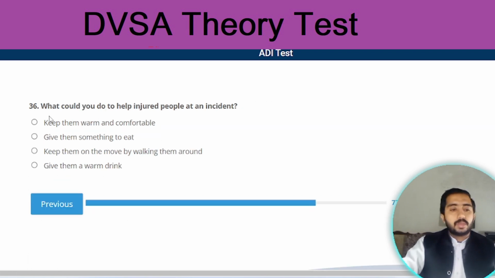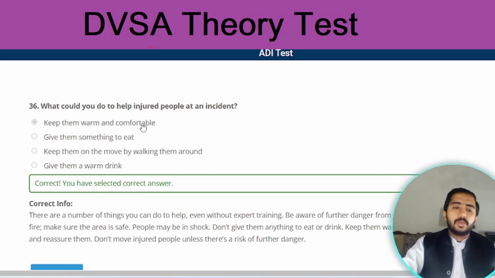Next one. Question 36. What could you do to help injured people at an incident? For the injured people, you need to keep them warm and comfortable. You need to do everything which makes them comfortable. Option A is the correct option.